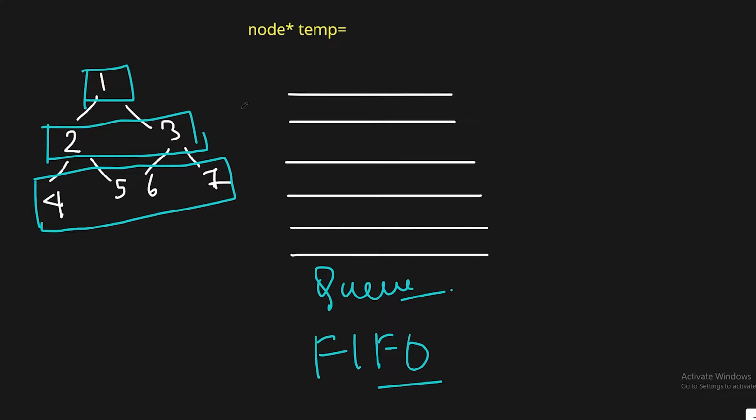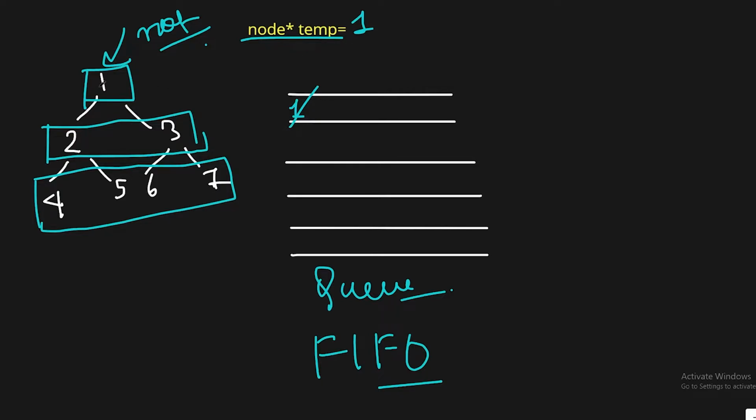So what we are going to do is that at first we are going to push the root into the queue, that is the 1, and this is the root of the binary tree. And then after pushing it into the queue, we are going to store it in a pointer to the node type of variable, which we have named temp. So we are going to store the address of 1 in it, and then we are going to pop it out of the queue.